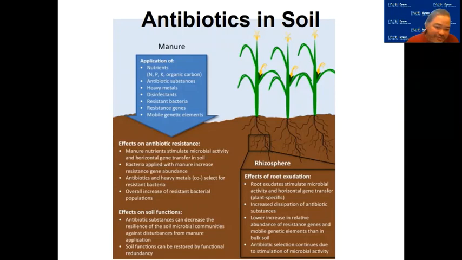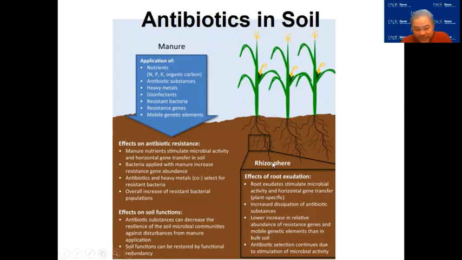As for the effect on soil function, the antibiotic substances can decrease the resilience of the soil microbial communities against the disturbances from the manure application. And the soil function can be restored by functional redundancy.